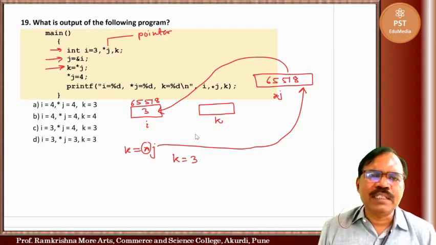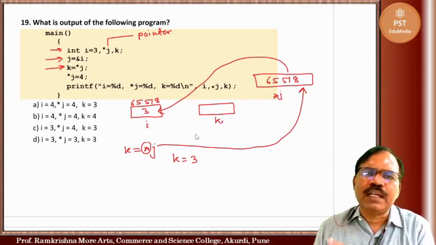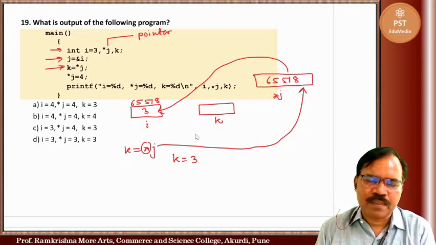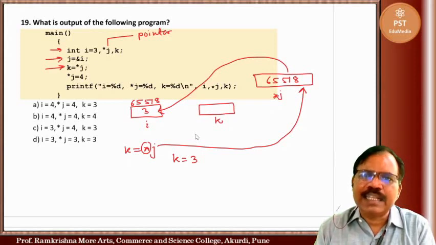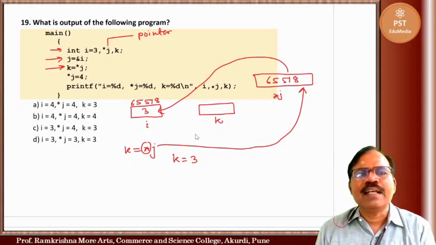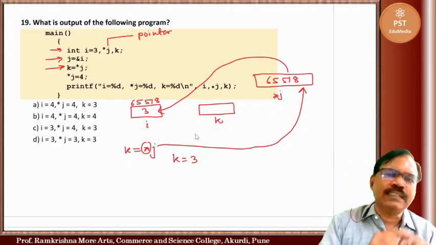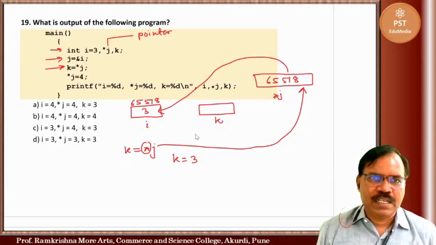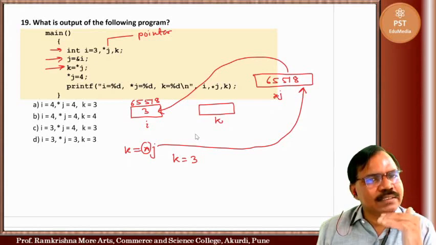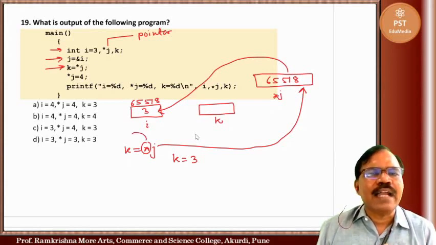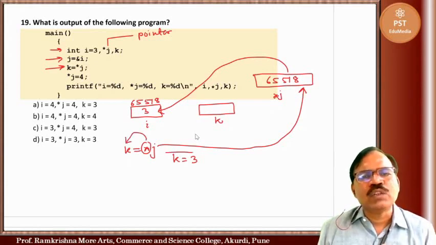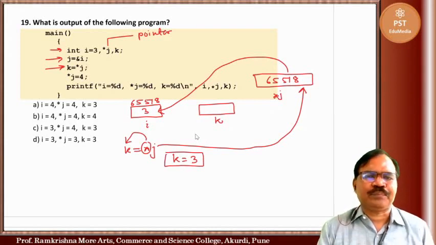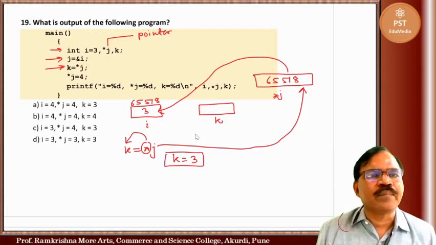What is the meaning of this? *j means it goes to the memory location of j, it takes the address from that memory location, it goes to that address and takes the value from that address. The value at that address is 3, that is taken and assigned to k. So k is equal to 3.